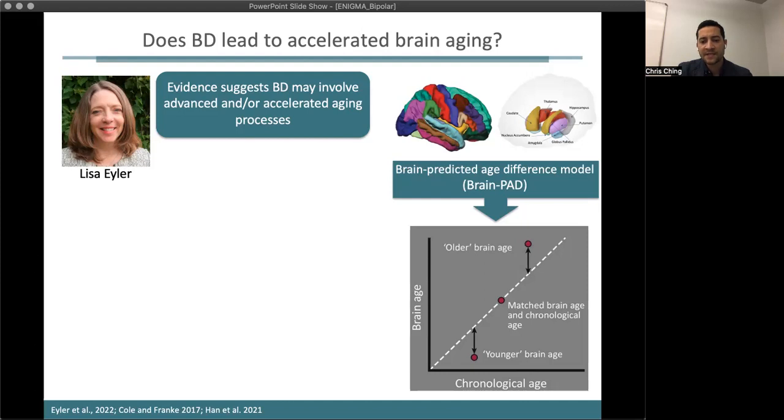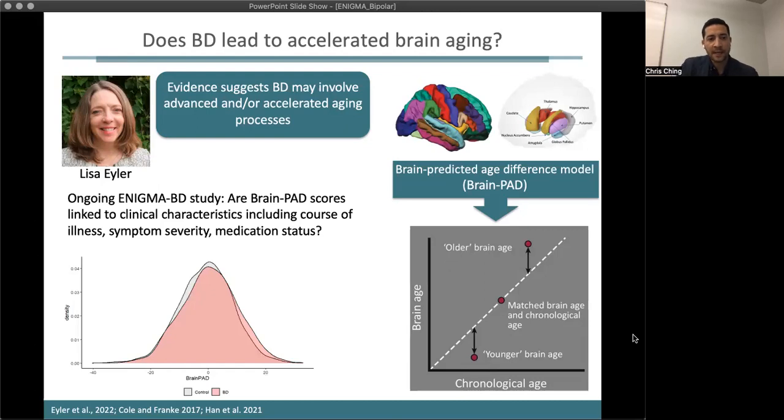Now, the next thing you can do after you build your model is load in the individuals with a bipolar diagnosis, again making use of the large-scale ENIGMA data. And the model will take their brain and predict how old they are. Now, if the model predicts that an individual is older than their actual chronological age, we call this having older brain age. If the model predicts an individual as being younger than their actual chronological age, we call this younger brain age.